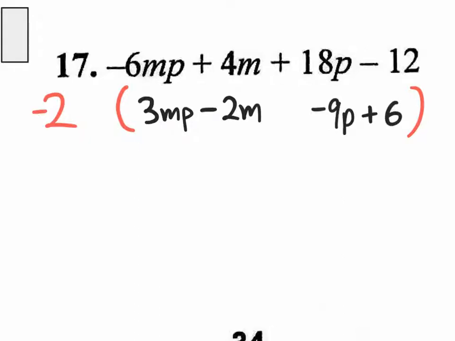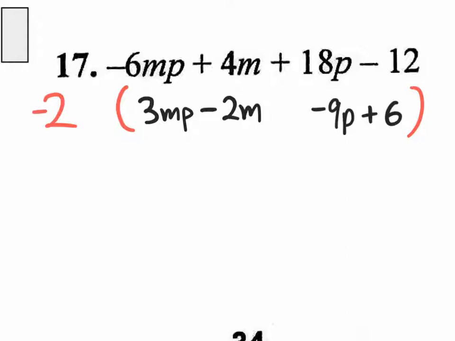Plus 6. Right? Negative 2 times positive 6 will give us that negative 12. Okay, so I factored out the GCF. I decided to make it a negative 2 instead of a 2. That way the first term's positive. I don't know. Maybe that doesn't even help us. I'm sorry. Anyways, let's keep going.